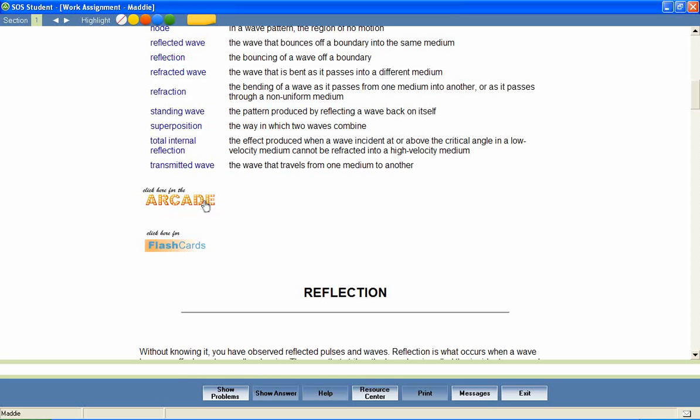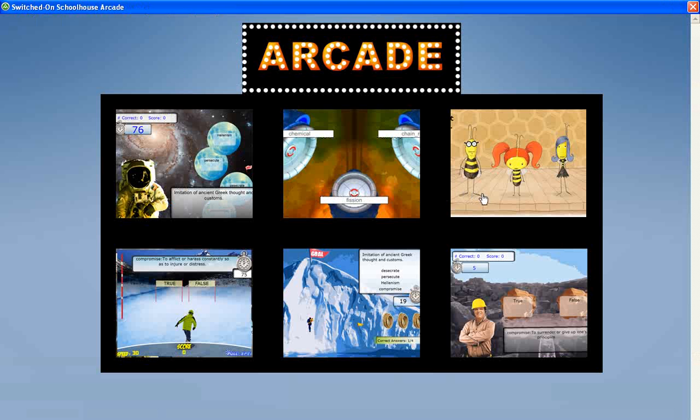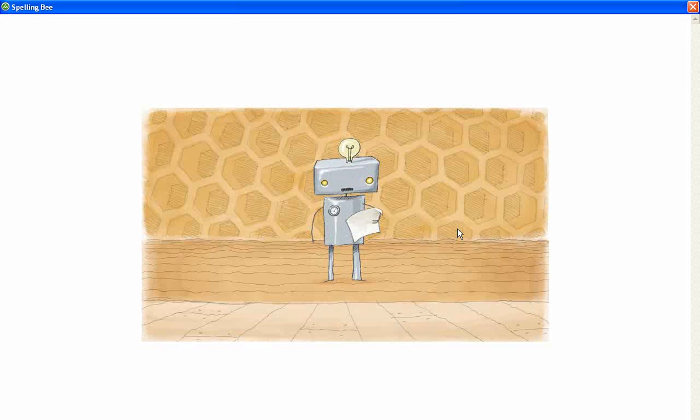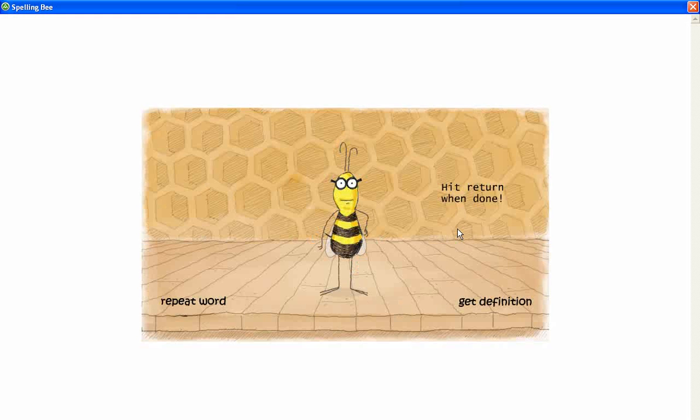In addition, the vocabulary arcade games encourage mastery of the vocabulary words by providing practice in the correct spelling of each word and in matching each word with its definition. Let's look at a sample. Spell the word reflected wave. R-E-F-L-E-C-T-E-D space W-A-V-E.